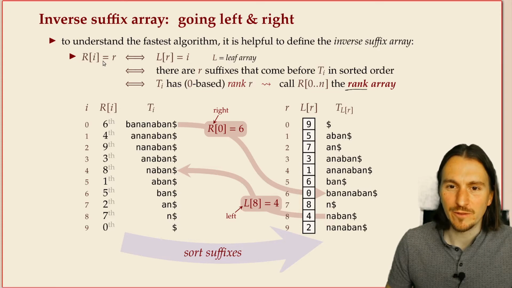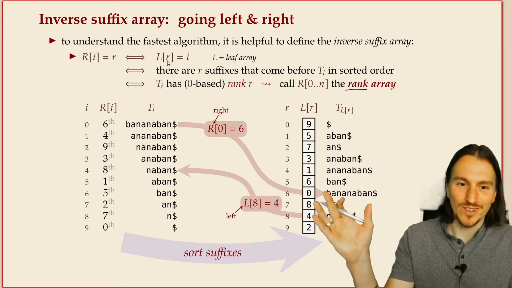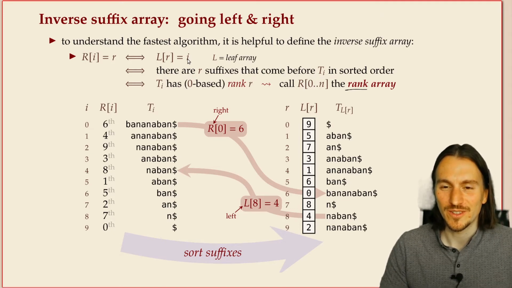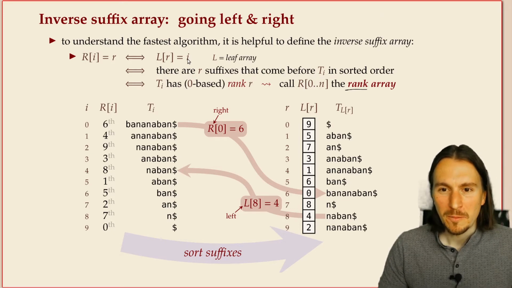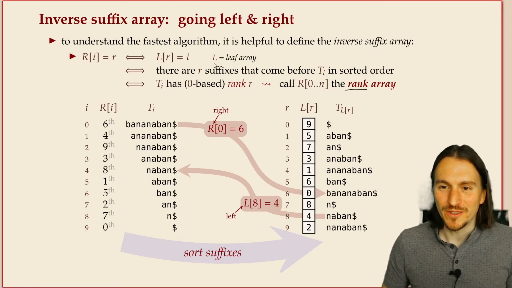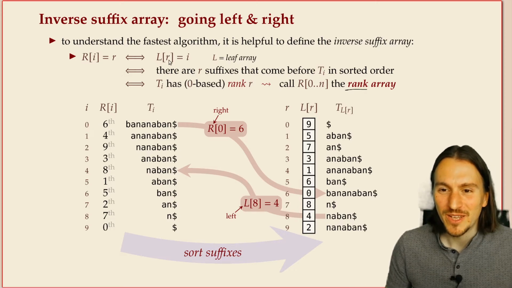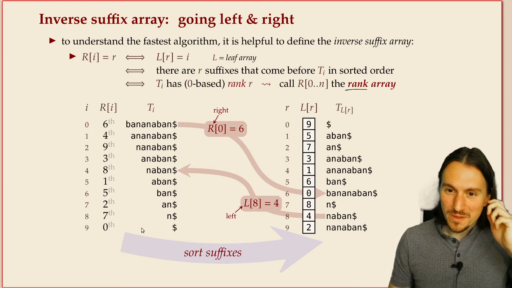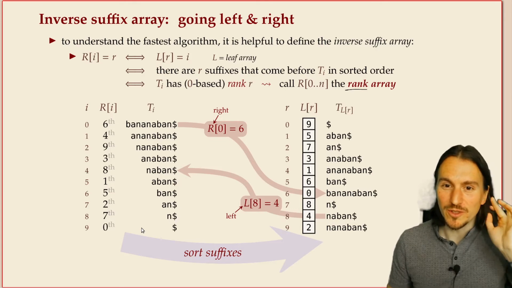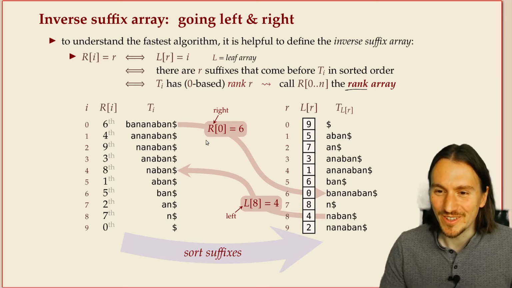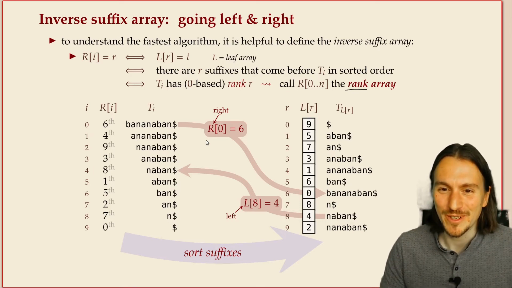It stores the rank for the suffix starting at a position, whereas L stores the leaf in the left to right order, so where the suffix started. It's also, if you want, the left index of the suffix. And this picture below is, I think, a good way to memorize these two notions and to keep them separate, because I personally tended to mix those up easily, so this is also for myself.